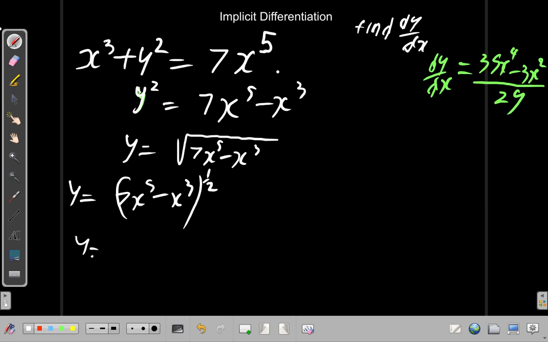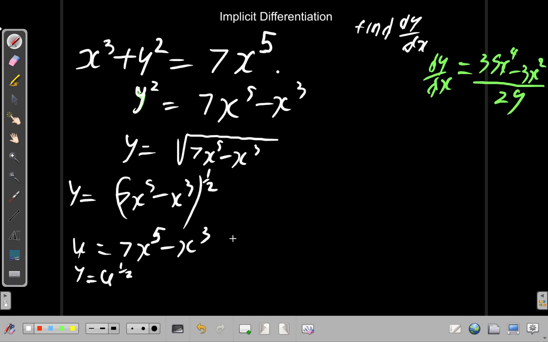You say let u be equal to 7x to the 5 minus x cubed. All right. So y is equal to u raised to the power of a half. We're just trying a thing here.